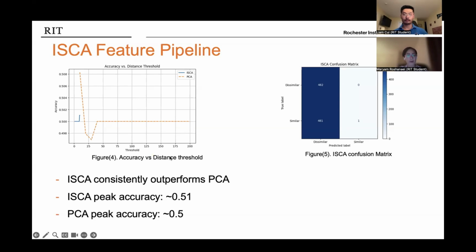In figure 5, you can see that it correctly classified 482 dissimilar pairs, but it fails to detect similar pairs, only correctly classifying one out of 482. This result is high for the true negative rate, but very low sensitivity for true positives, leading to a poor F1 score for the similar class.